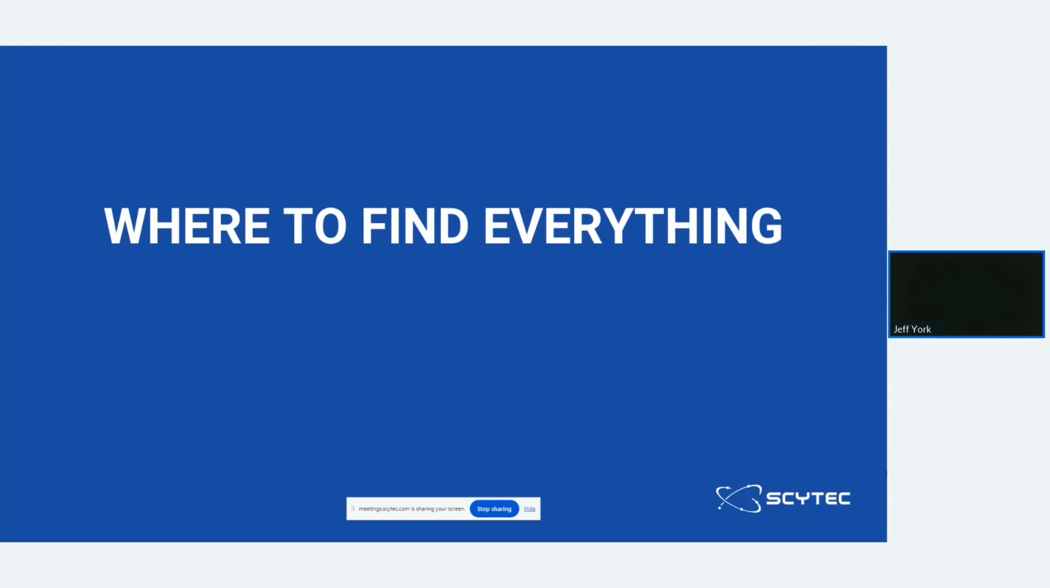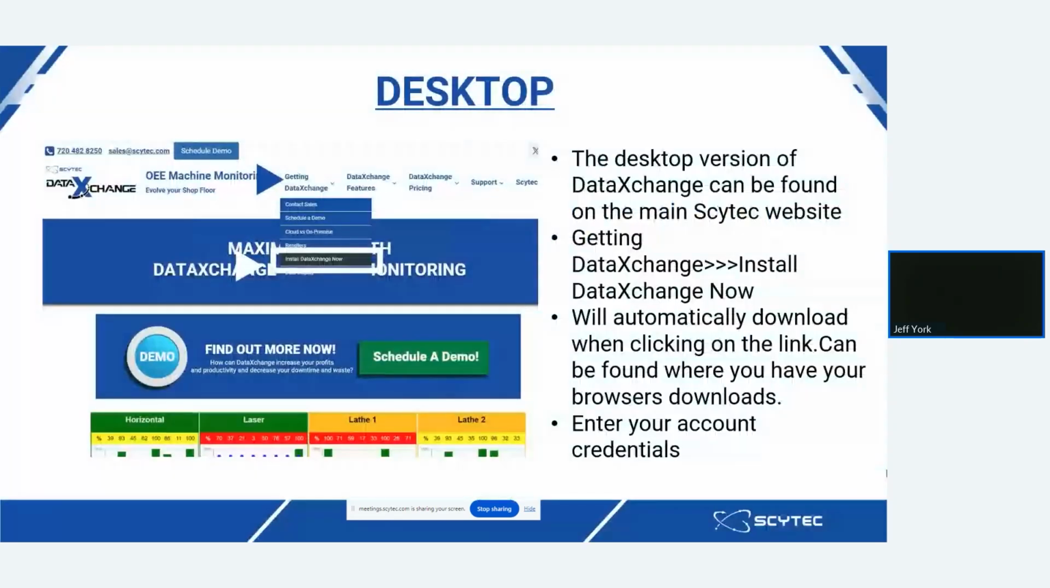Now, next, what I'm going to discuss is where you can find everything in terms of downloads. The desktop version of DataXchange, the easiest way to find that is on the main Scytec.com website. At the very top left, you can see the Getting DataXchange tab. And at the bottom of that is the Install DataXchange Now, which will be sent to wherever you have your browser downloads located. From there, if you click on that Install DataXchange Now, it will download automatically, and you can then enter in your account and credentials and access DataXchange.